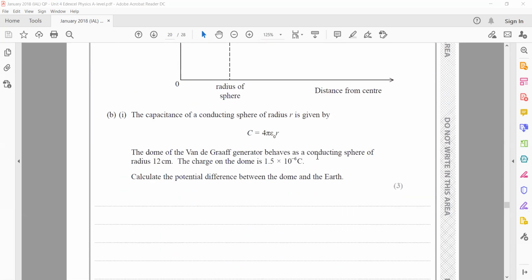The capacitance of a conducting sphere of radius r is given by C equals 4 pi epsilon r. The dome of the Van de Graaff behaves as a conducting sphere of radius 12 centimeters. The charge on the dome is 1.5 times 10 to the power minus 6. Calculate the potential across the dome. So the dome and the earth. How can we calculate the potential across the dome and the earth? First we have the charge, we have the distance.